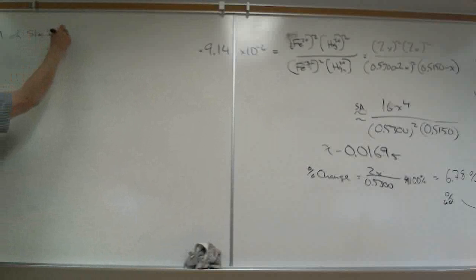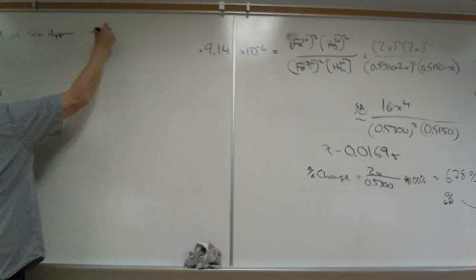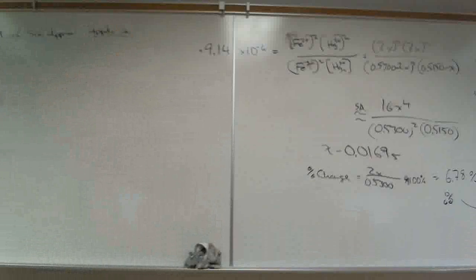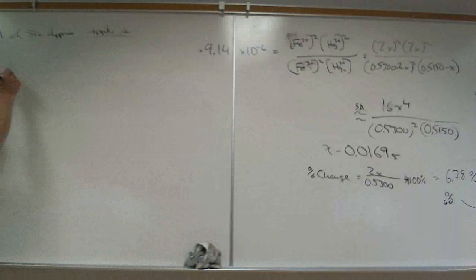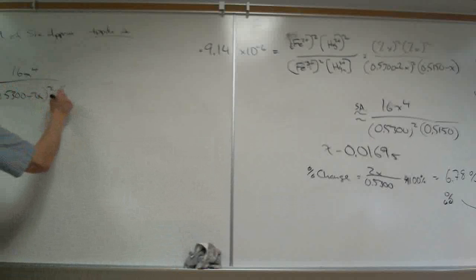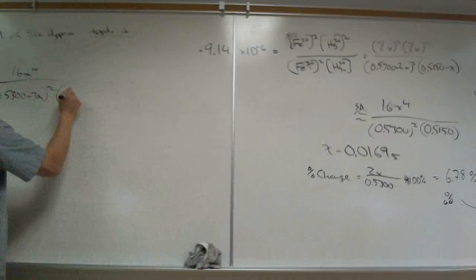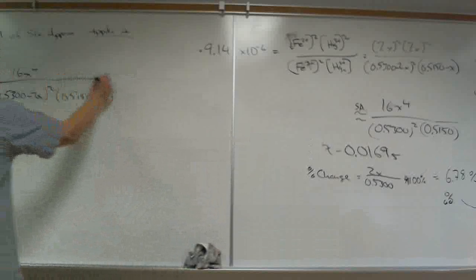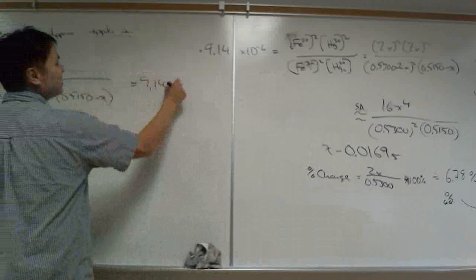Where can I find information about this? This is Appendix A in your book. And so the way I usually set it up is I just do minor simplification. I don't do major simplification. So I just go 16x to the 4th, over 0.5300 minus 2x squared, 0.5150 minus x to the first. This should equal 9.14 times 10 to the minus 6.